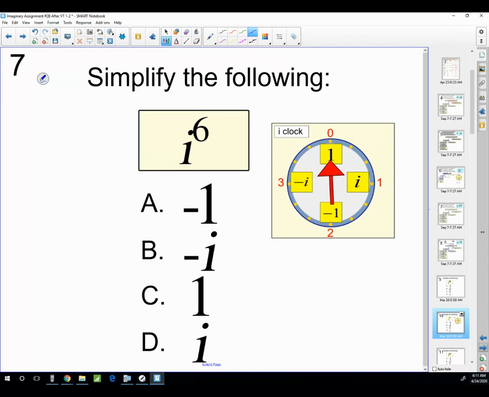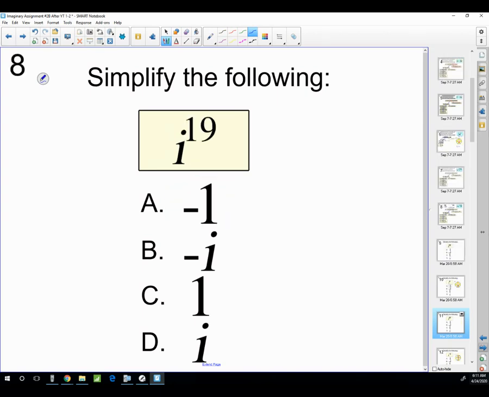All right, number 7. We could just count to 6. I'm going to count to 6 because I like counting to 6. 0, 1, 2, 3, 4, 5, 6. Remember, that is the answer. -1. That was fun.